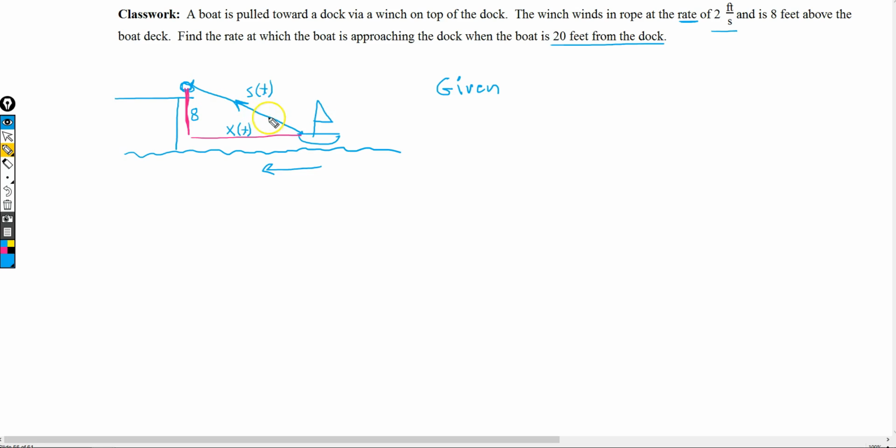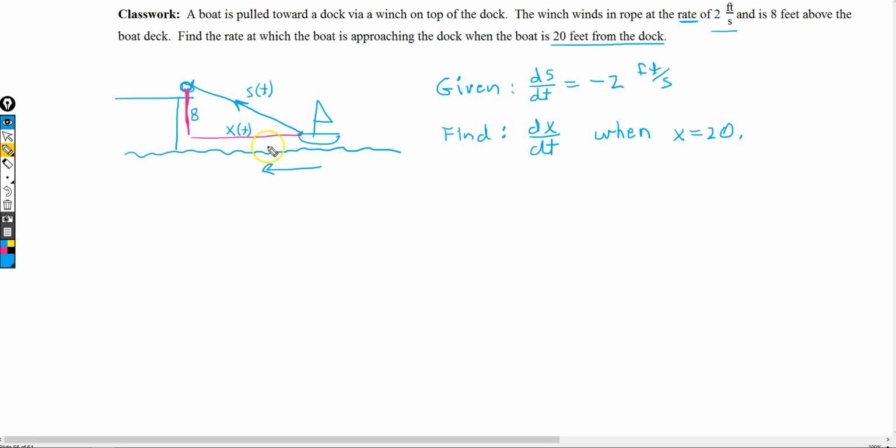Notice this point right here is approaching the winch, so the velocity is going to actually be negative 2 feet per second. So we're given ds/dt equals negative 2, and that has units of feet per second. And we're given that the winch is 8 feet above the deck of the boat. We have that labeled here anyway, so we don't need to write that down. And we want to find dx/dt when the boat is 20 feet from the dock, so when x equals 20.